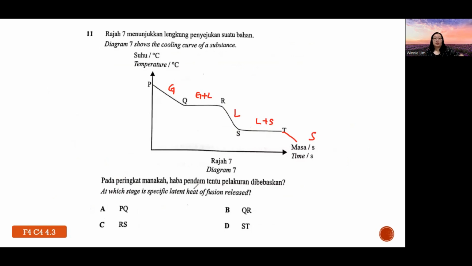So in which state is the specific latent heat of fusion? Fusion is the state when liquid becomes solid or vice versa. So that's why this is the correct state, which is ST. So our answer will be D.